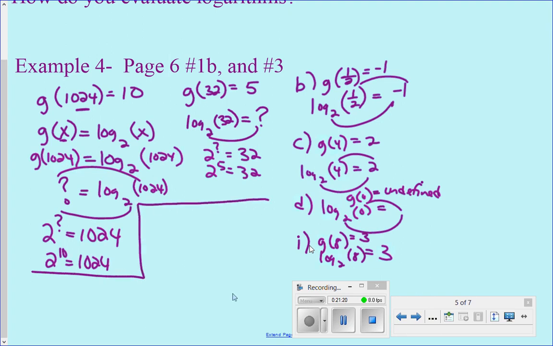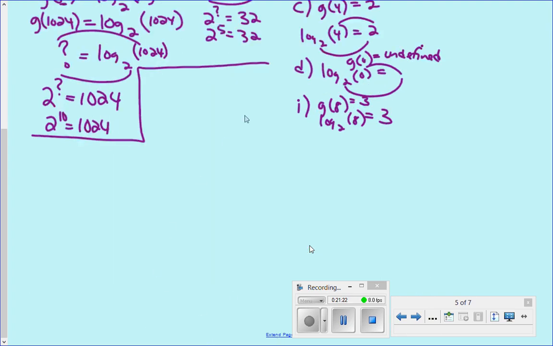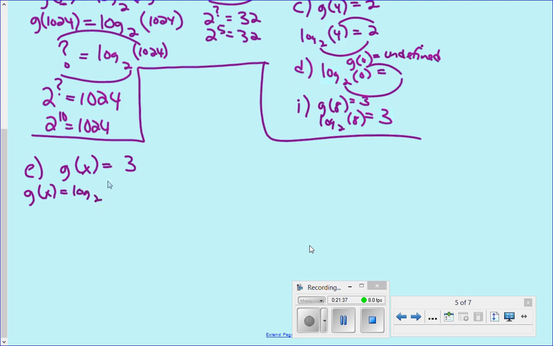Now let's take a look at the other type of problem in part 3, which is when we're given the y value. So like part E, let's say. G of x equals 3. So remember our equation, G of x equals log base 2 of x. So when they're saying G of x equals 3, I'm replacing the y value, or the G of x, with 3. And again, I can use the circle. 2 cubed equals x. Therefore, x is equal to 8.